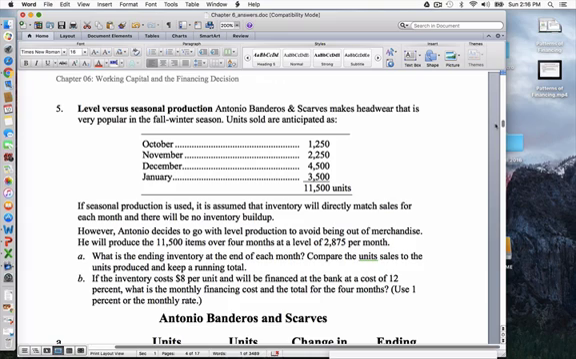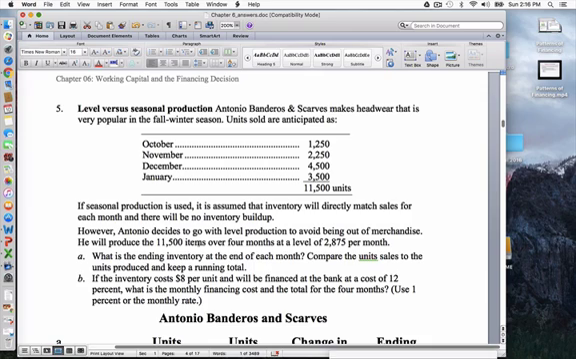Well, this one deals with level production. So this business produces scarves. Well, seasonal production. You need them when it's cooler. So they have a sales forecast. This is what they forecast to sell for the next months, October to January. See, the colder it is, the more scarves you buy. So they say that it is assumed that inventory will directly match sales for each month.